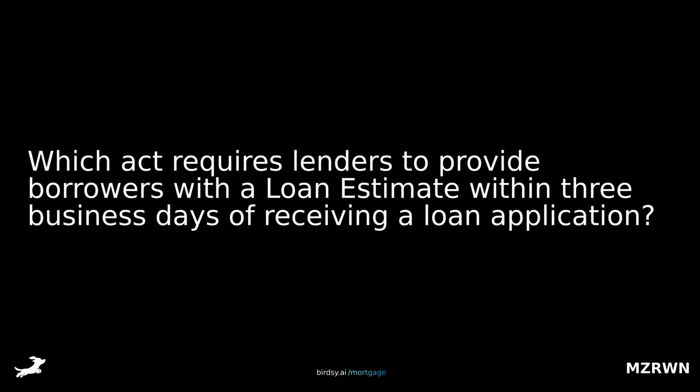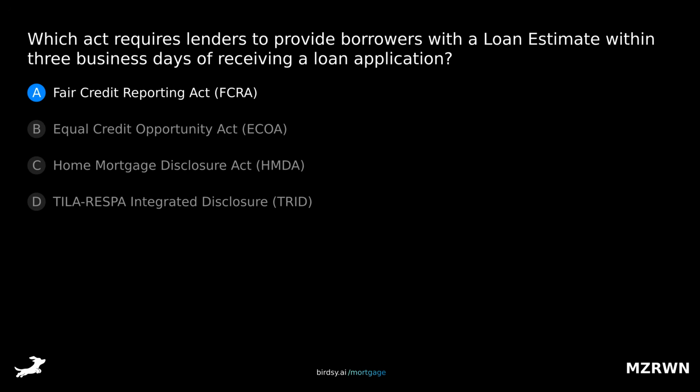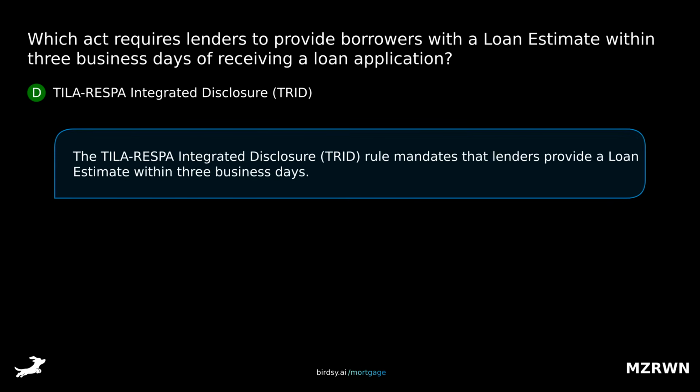Which act requires lenders to provide borrowers with a loan estimate within 3 business days of receiving a loan application? Is it A, Fair Credit Reporting Act, B, Equal Credit Opportunity Act, C, Home Mortgage Disclosure Act, or D, TILA RESPA Integrated Disclosure? The answer is D, TILA RESPA Integrated Disclosure. The TILA RESPA Integrated Disclosure Rule mandates that lenders provide a loan estimate within 3 business days.